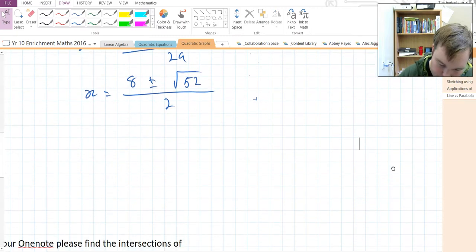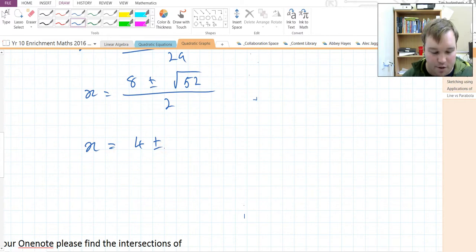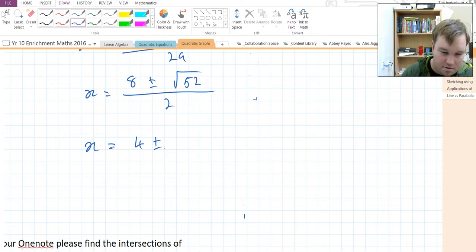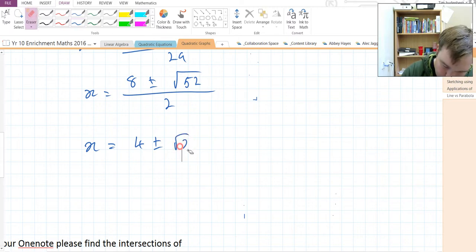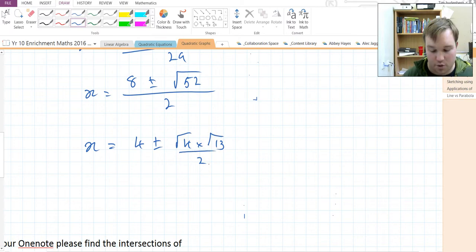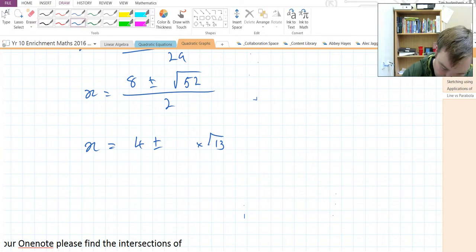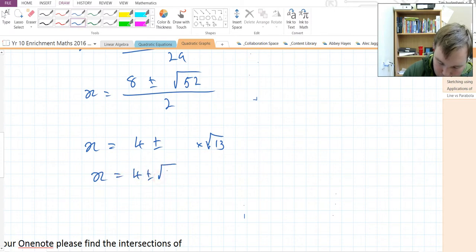Alright, now we want to simplify a bit. So this is the same as x equals 4 plus or minus, now root 52. Does 4 go into it? Yes. How many times does 4 go into it? 13 times. 4 13s, root 52. Yeah, sounds good. So that's the same as root 4 times root 13 over 2. Now, good news for us, root 4 is in fact 2 over 2, so that goes, leaving us just with root 13. So our answers are x is equal to 4 plus or minus root 13.